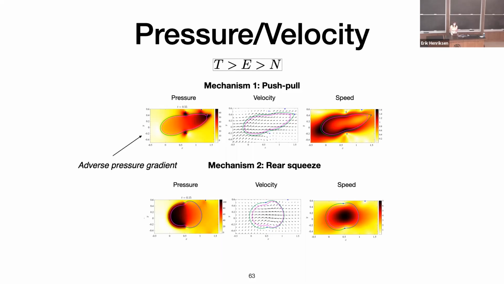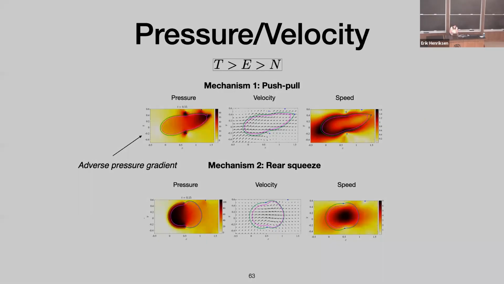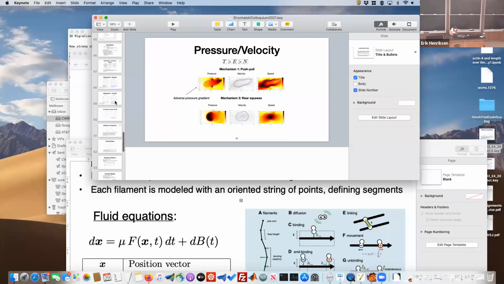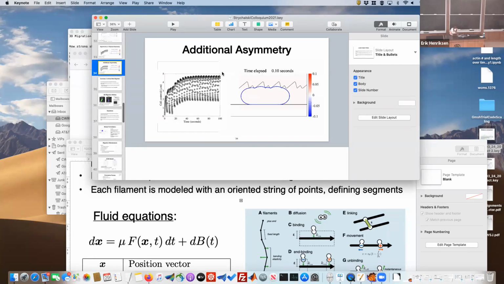What's interesting about these results is that for the top cell, you actually have an adverse pressure gradient, whereas for the bottom one, you have pressure starting out high in the rear and low in the front, which is what you would expect for fluid flow. So yes, there is bulk cytoplasmic flow, and you can see it best in the confined motility, which is here.